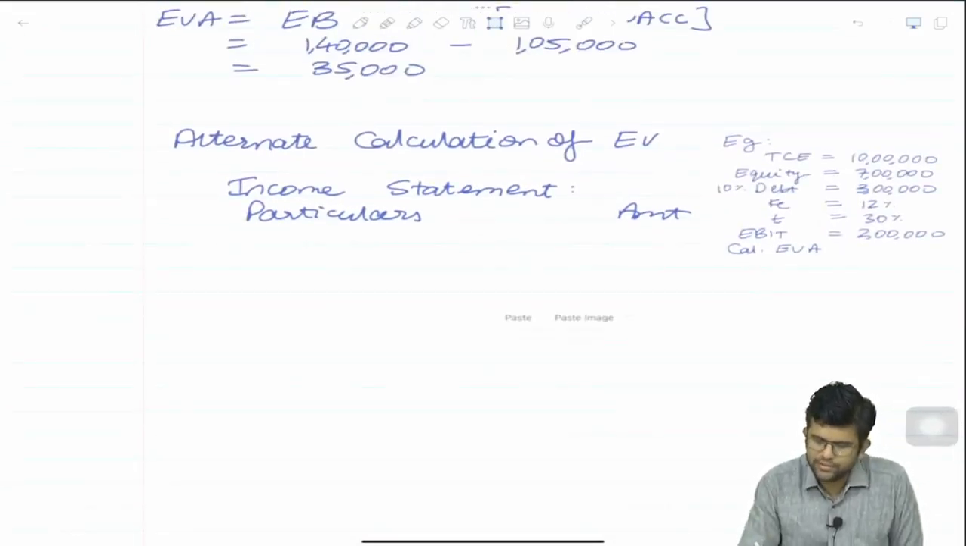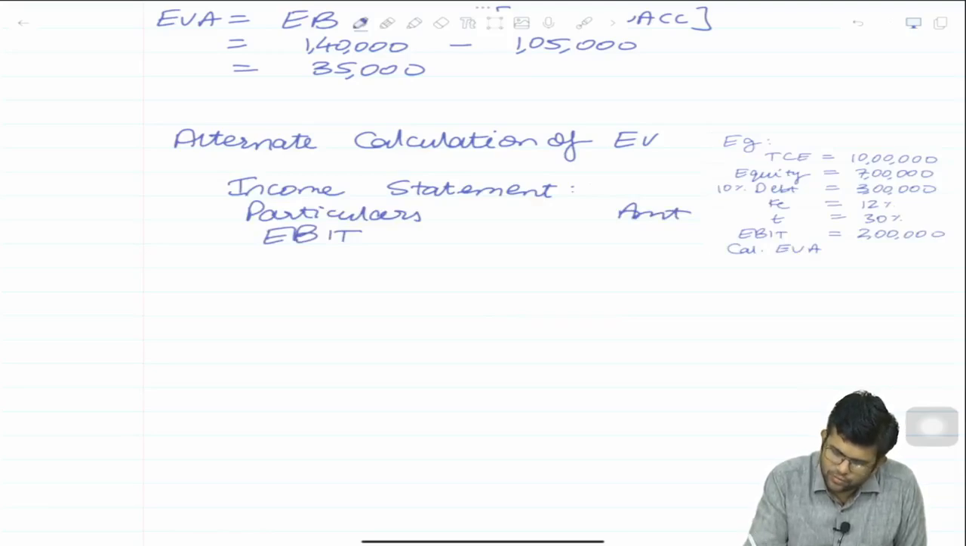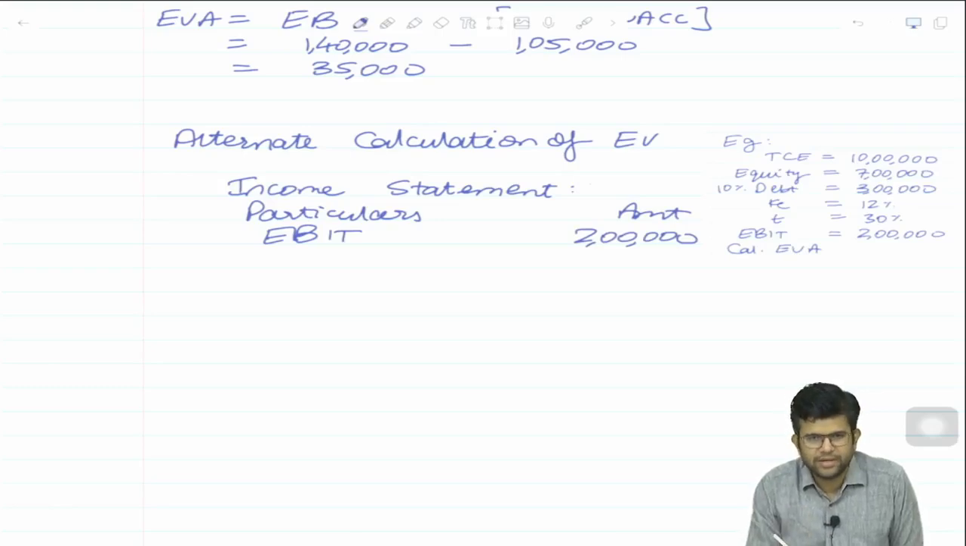Ready? You are able to see? Okay. So, let's start. What is EBIT? EBIT is rupees 2 lakhs. Now, let's go inter-CA route. Ready everyone? Let's do inter-CA route.